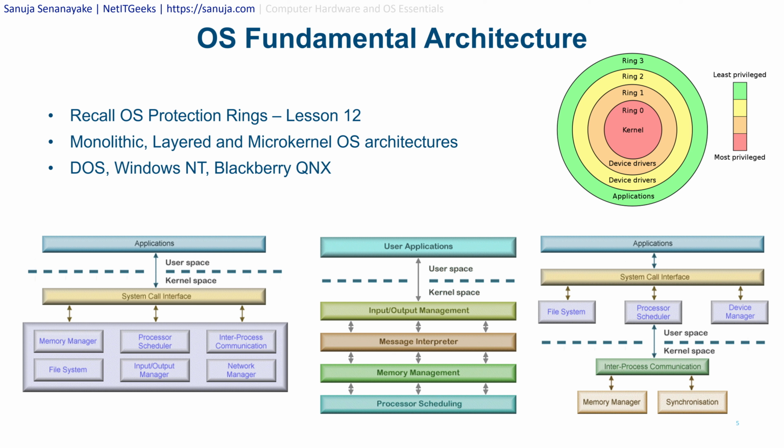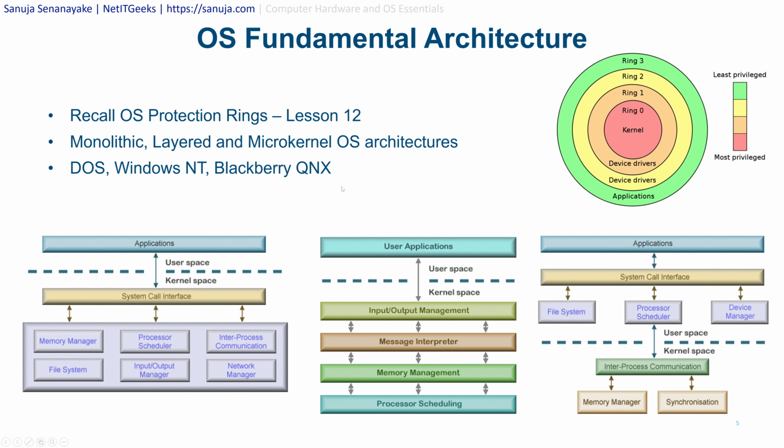And an example of a monolithic operating system would be the DOS operating system. Layered is the most commonly used operating system architecture. An example of that would be Windows NT. Windows NT architecture is what is being used in Windows 10, Windows 11, and Windows Server 2022. They are all based on Windows NT architecture, and it is a type of layered OS architecture.